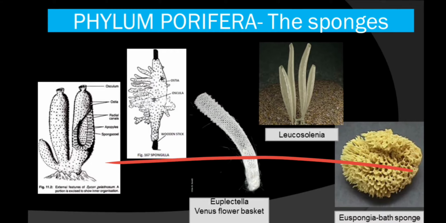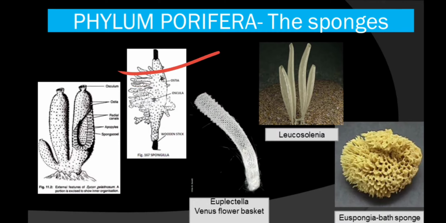Alright. This one is Sycon, Spongilla, it is a freshwater sponge. This is an important question for you. Euplectella, also known as Venus flower basket, Leucosolenia, and Euspongia, also known as bath sponge.